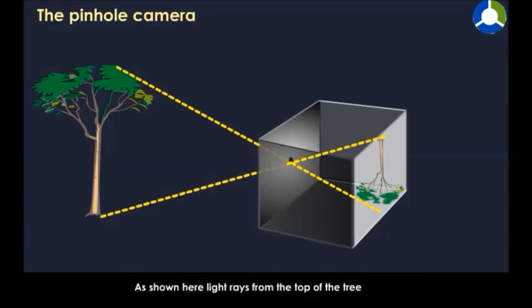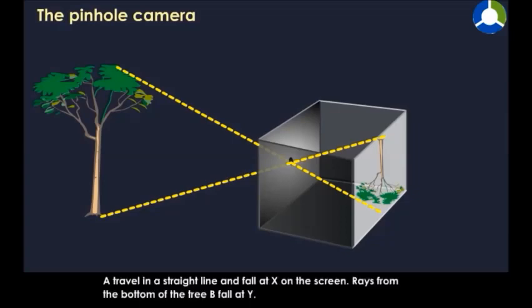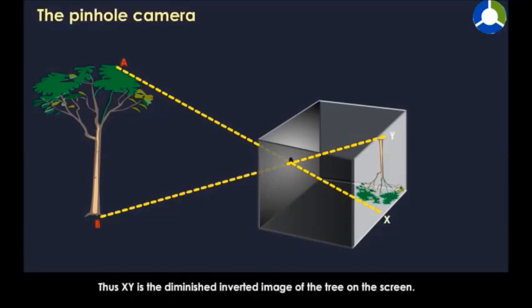As shown here, light rays from the top of the tree A travel in a straight line and fall at X on the screen. Rays from the bottom of the tree B fall at Y. Thus, XY is the diminished, inverted image of the tree on the screen.